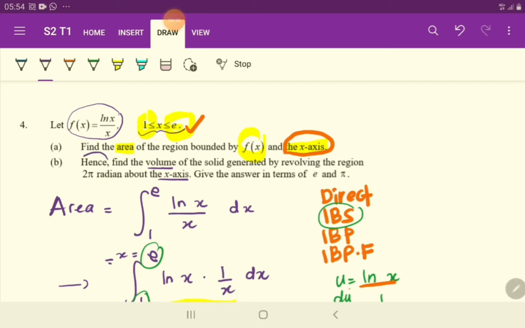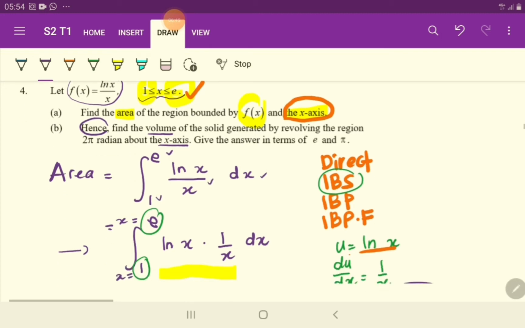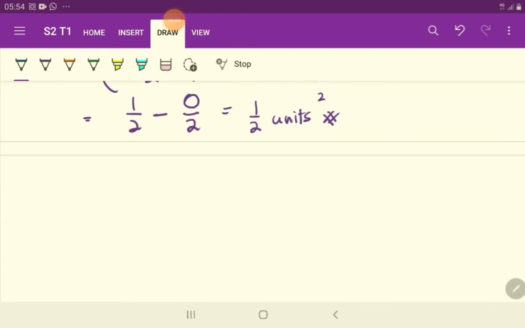Actually, the word hence over here applies to the same limit and the same function with respect to x. The only difference is that we need to use the correct formula of volume, which is pi times the integral of y squared dx, and then we need to square the function. So here I have (ln x over x) squared. In this case we cannot use integration by substitution because we have squared over here. So we can go to the next hierarchy, which is integration by parts. Of course, integration by partial fractions is not suitable, because this is not in the form of a polynomial fraction.